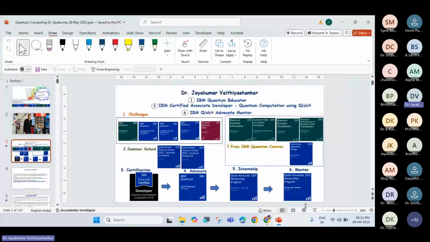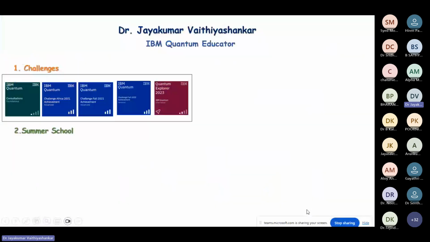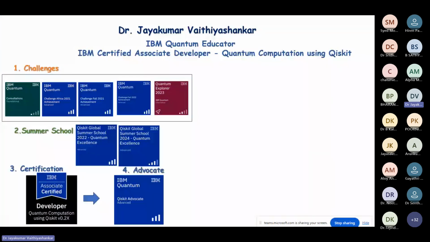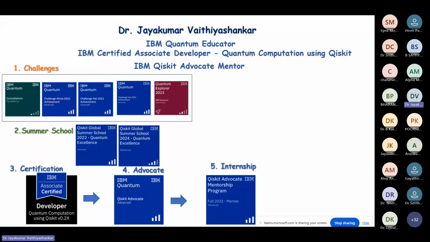Once you clear this certification, then you can look for the advocate post. This is an honorary post. Once you become an IBM Qiskit advocate, you can become an ambassador for the software. You can promote it and create awareness about the software. Then you can look for an internship. Once you become an IBM Qiskit advocate, they will give you an internship of about 3 months. This is a very good chance to get into industry.